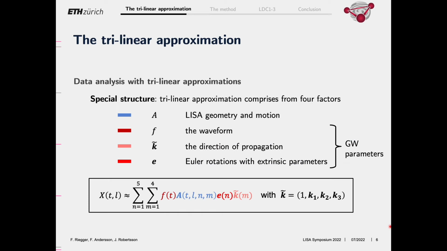The key to the data analysis with the trilinear approximations is its special structure. So we have already recognized that the trilinear approximation decouples into contributions of LISA and contributions of the gravitational wave. However, the contribution of the gravitational wave can even further be decomposed. So we can describe it by 3 factors. The first, denoted by F, encodes the waveform. The second, described by E, contains information about Rayleigh rotations and the extrinsic parameters. And the third and last trilinear approximation parameter is k tilde, which directly depends on the direction of propagation.